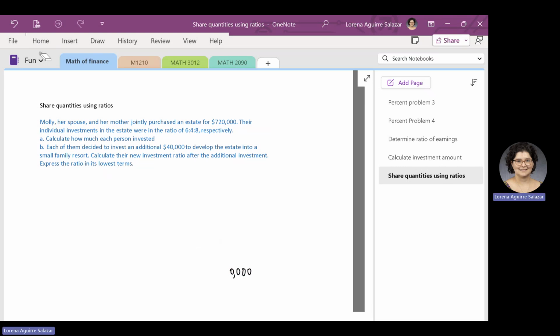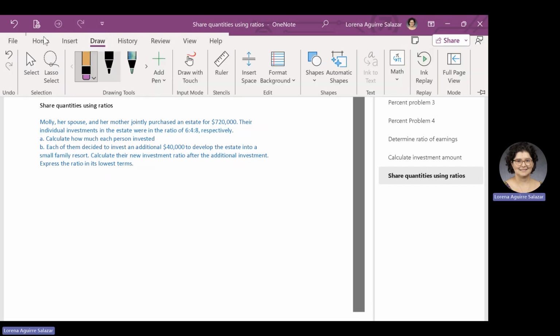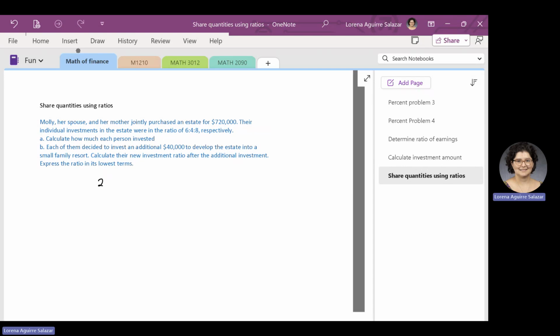Now, Molly, her spouse, and her mother decided to invest an additional $40,000 to develop the estate into a small family resort. We want to calculate their new investment ratio after the additional investment. To do this, we take the investment that we found for Molly, the one for her spouse, and the one for her mother, and we add 40,000 to each of those investments. So now Molly has invested 240,000 plus 40,000, so that's 280,000. Her spouse has invested 160,000 and then invests 40,000 more. So we have 200,000.